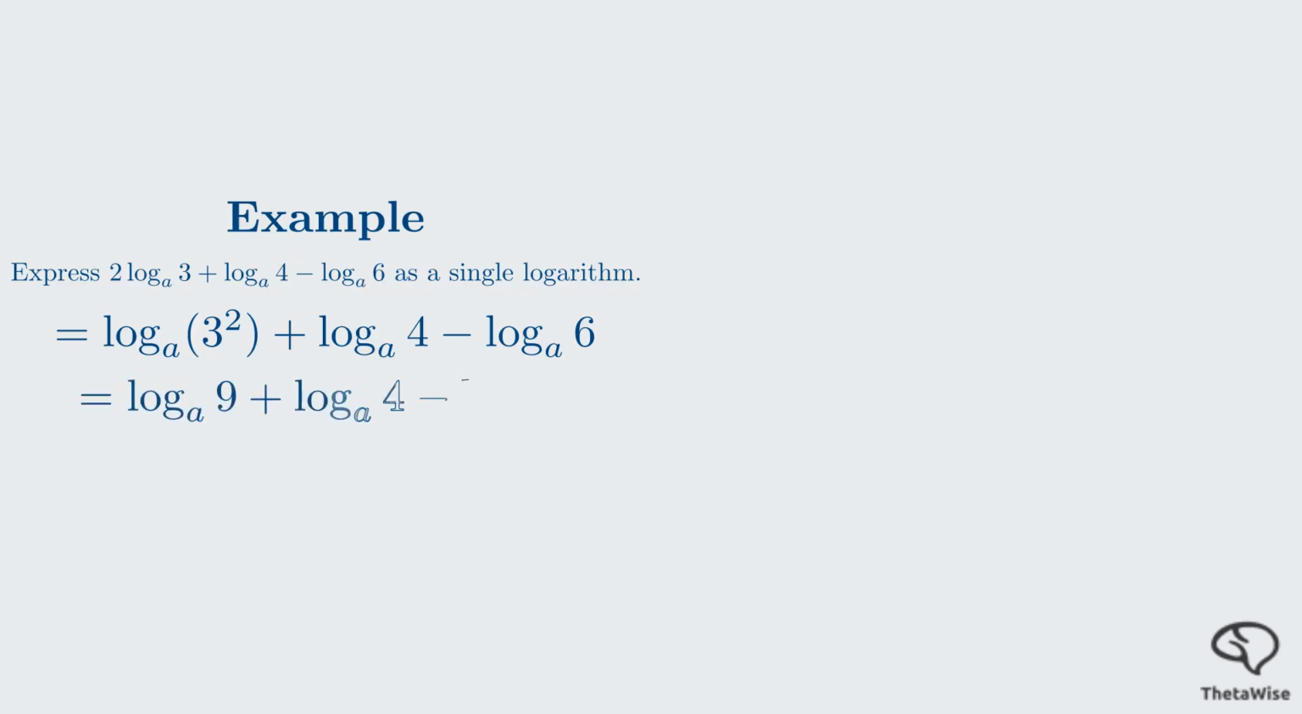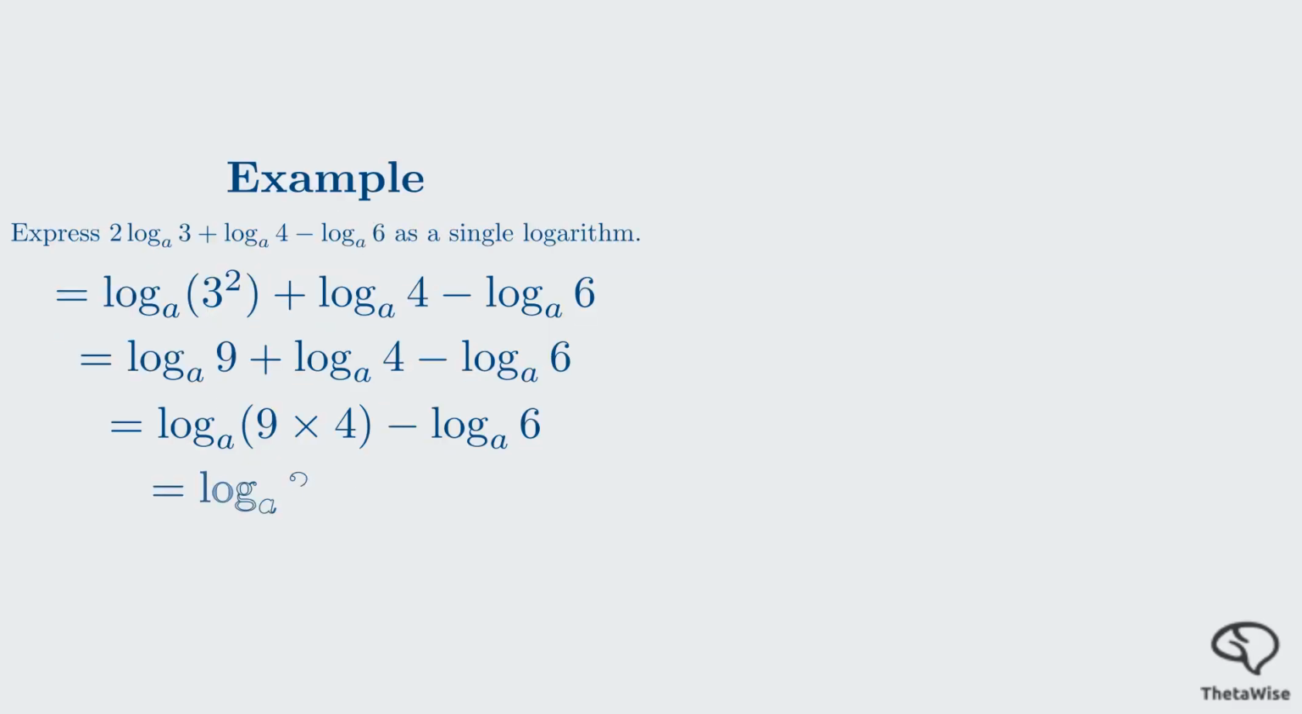3 squared is 9, so we have log base a of 9 plus log base a of 4 minus log base a of 6. Next, we apply the multiplication law to the first 2 terms. This gives us log base a of 36 minus log base a of 6.